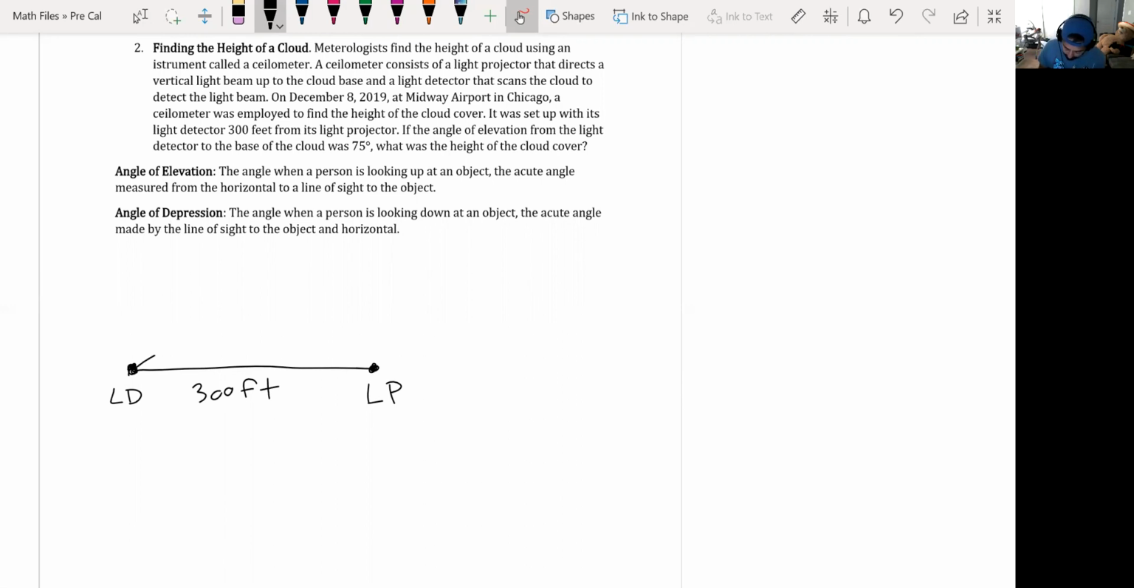So this means that my light detector hit this cloud. We want an orange cloud at 75 degrees. So this angle in here is 75 degrees because it's an angle of elevation. We're looking up at the cloud. Okay. And we want to know the height of the cloud cover. So again, that's going to be x.